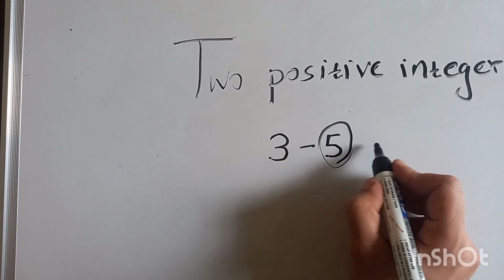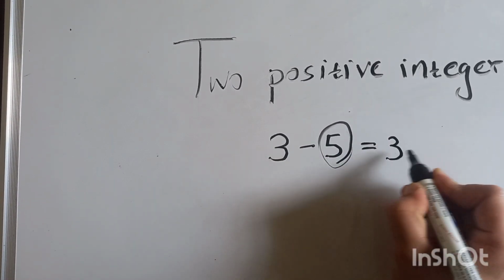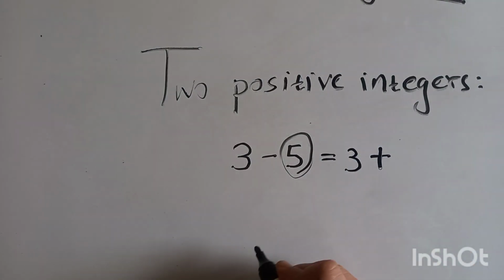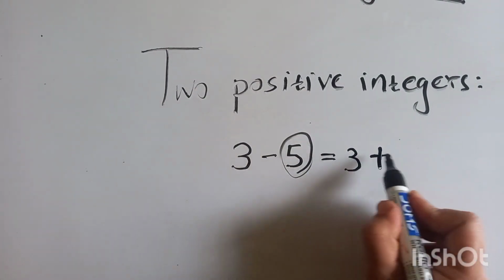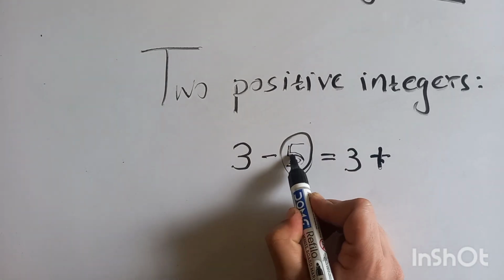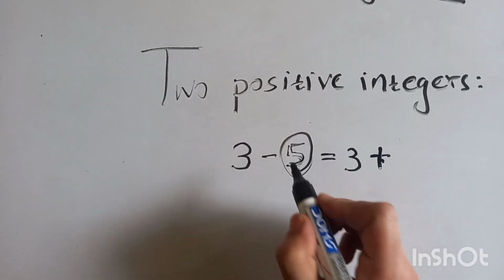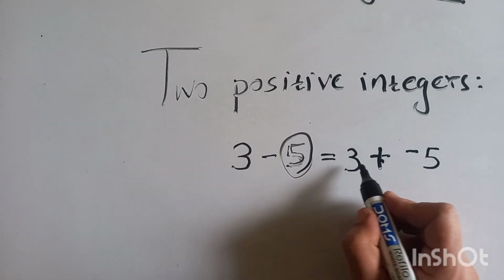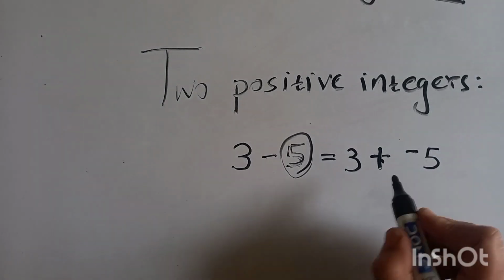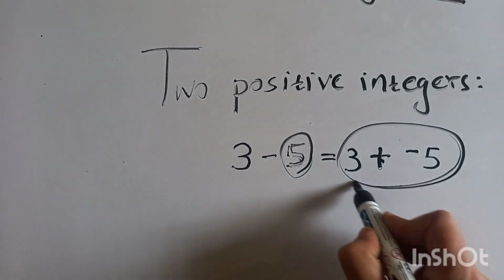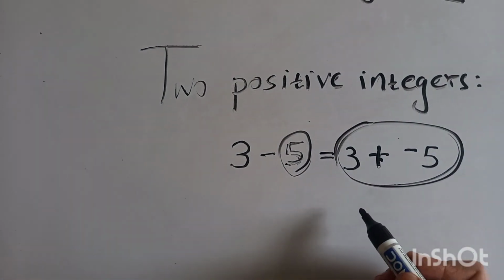So 3 minus 5. Instead of 3 minus, I am going to change this subtraction to addition, that is 3 plus. Now here the minus is converted to plus. For that we have to reverse the sign of the second number. The second number is plus 5. Now it will be minus 5. So we are going to add 3 plus minus 5. So this is the operation. Now this is an addition operation of integers. Addition operation of integers we have already studied.